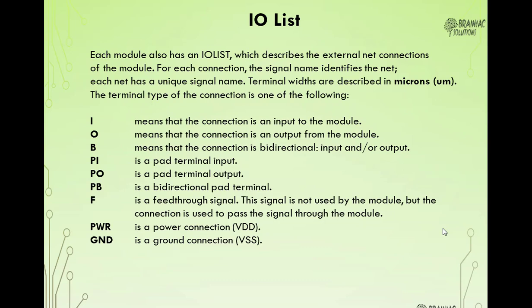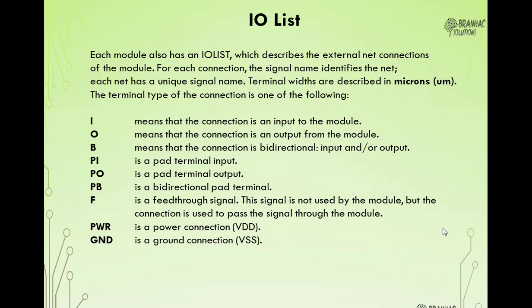Now the difference between IOB and PI, PO, PB is that when we talk about the submodules, they have the terminal types IOB, since these are not going to communicate with the outer world, while PI, PO and PB are the terminals for the outer module, the bigger module that is going to communicate with the outer world. So the terminal type for the parent module will be written as PI, PO and PB.